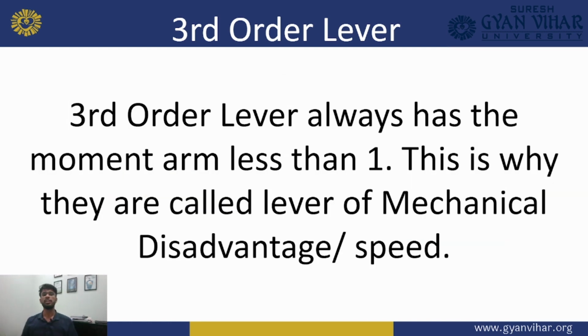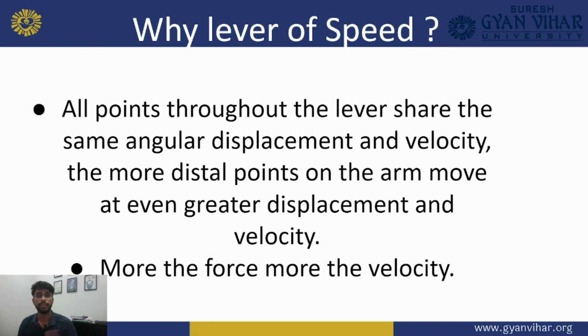Now third order lever always has the moment arm less than 1. This is why they are called as the lever of mechanical disadvantage. But they are lever of mechanical disadvantage, but they have the capability to produce a high speed movement. They are also called as lever of speed. And in our body, if you ask which type of lever is commonly present in our body, it is a lever of speed, third order lever.